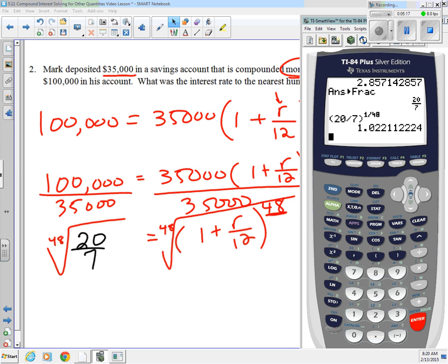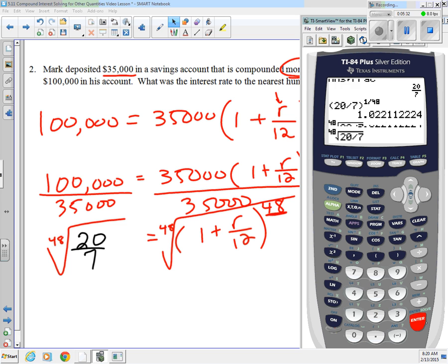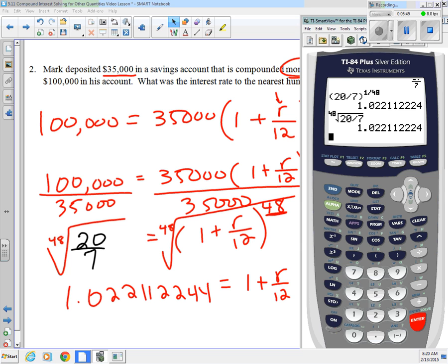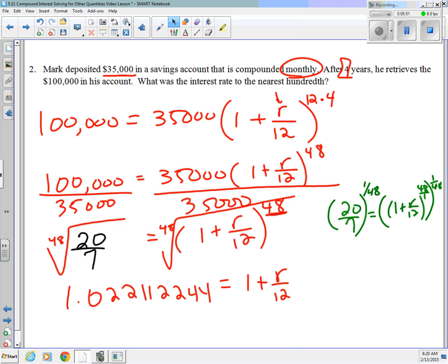If you remember where the root key is, math 5 will give you the root key, but you have to put the 48th root in first, and then math 5, and then it'll become the 48th root of 20/7, and you'll get the same thing. So here we get this ugly number. I'm going to write out the whole thing. So it's 1.022112224, which has to equal 1 plus r over 12. Notice I did not round because I want to make sure I'm accurate here.